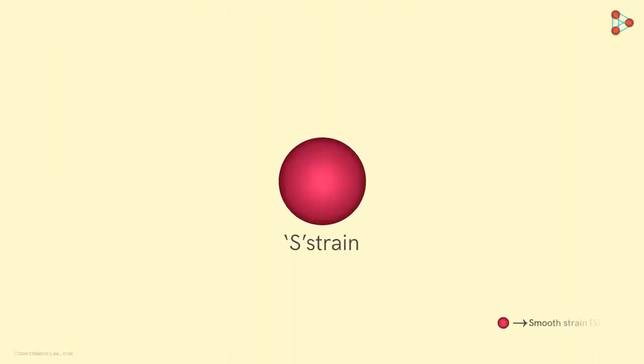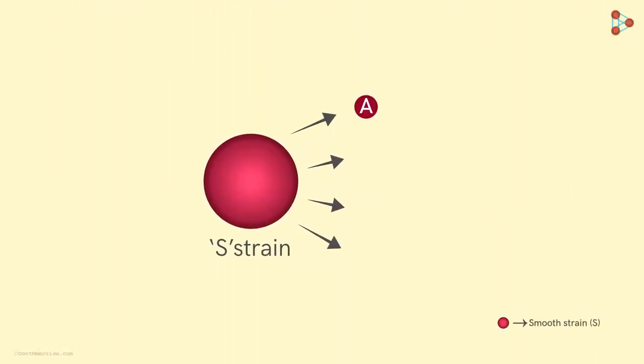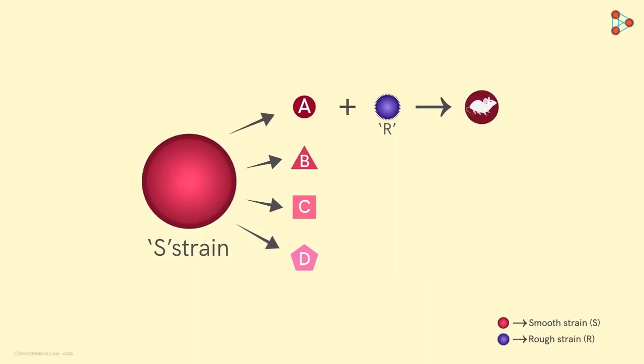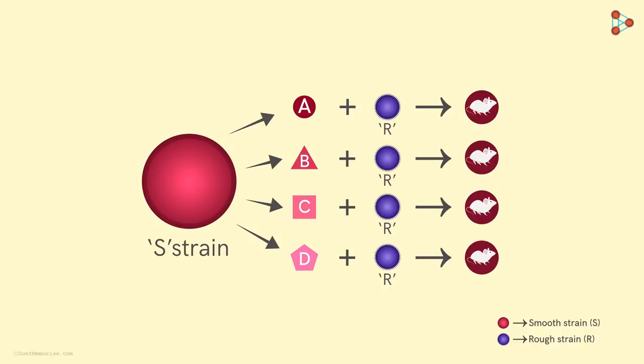So let's say this smooth strain cell had these 4 components A, B, C, and D in it. They mixed the component A with the rough strain and injected it in a live mouse. Similarly, they mixed all the other components individually with the rough strains and injected the mixtures in different mice. What they found at the end was that only one of those components among all was effective in transforming the rough strain. It was the case in which the mouse died. The conclusion was that component D transformed the R strain.